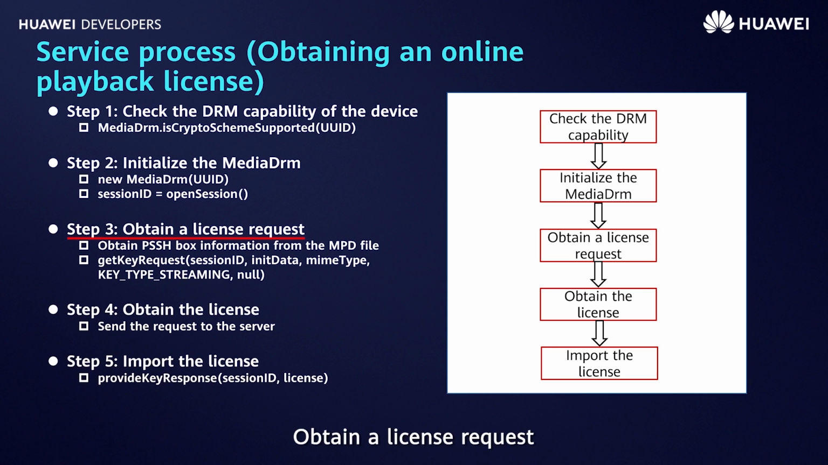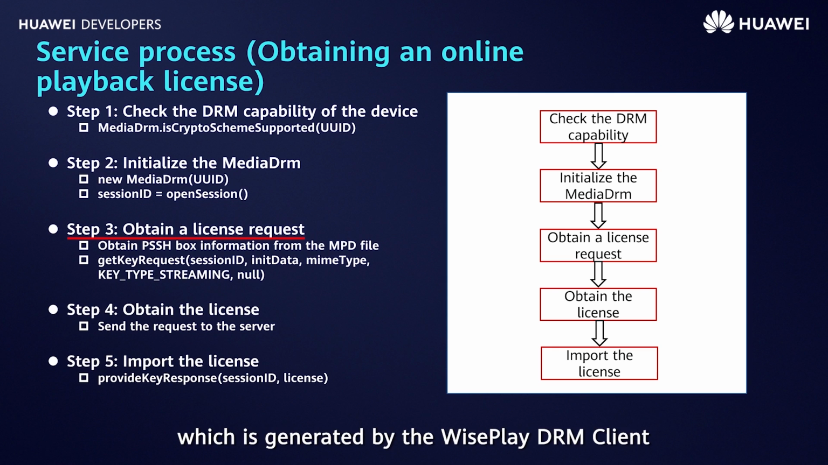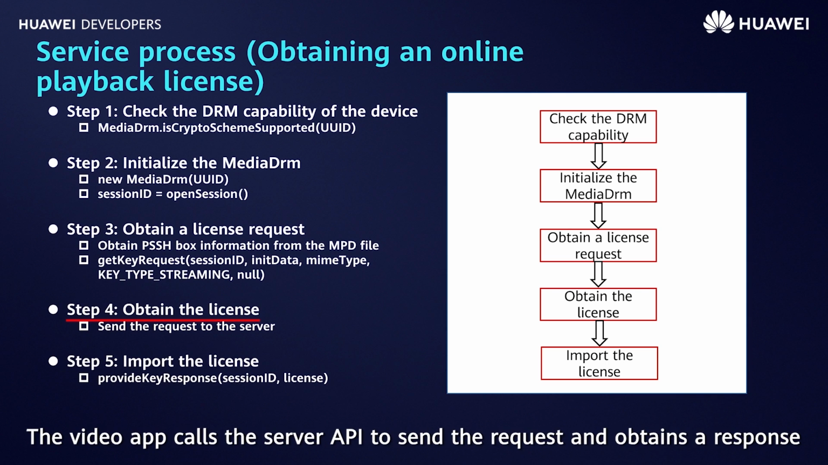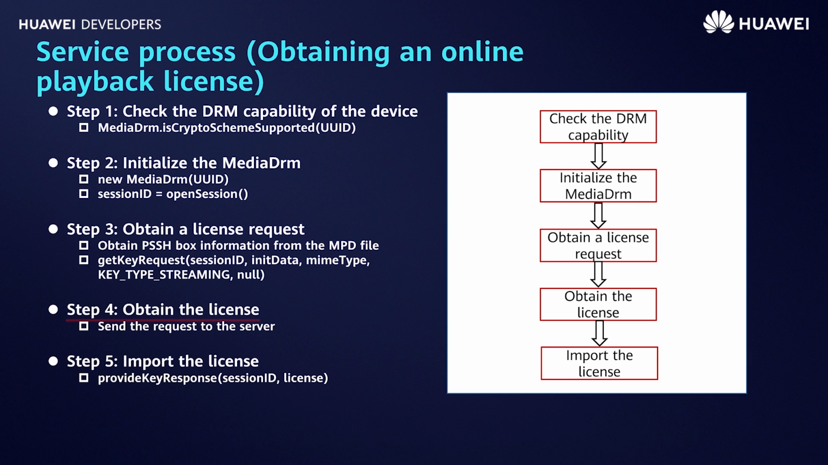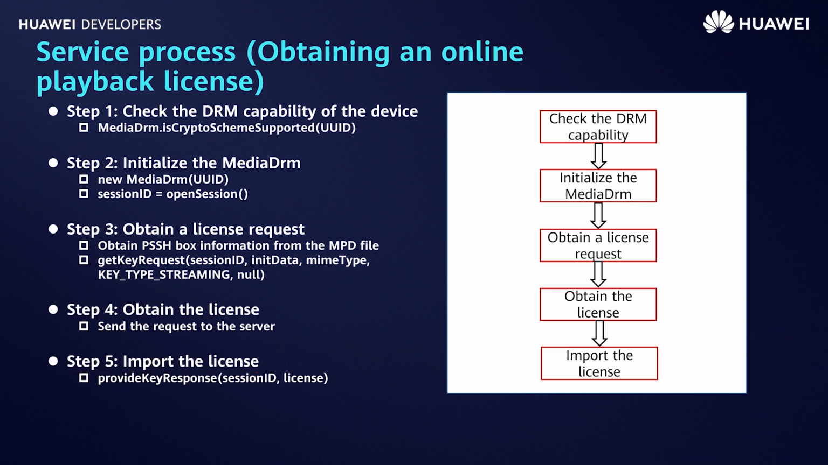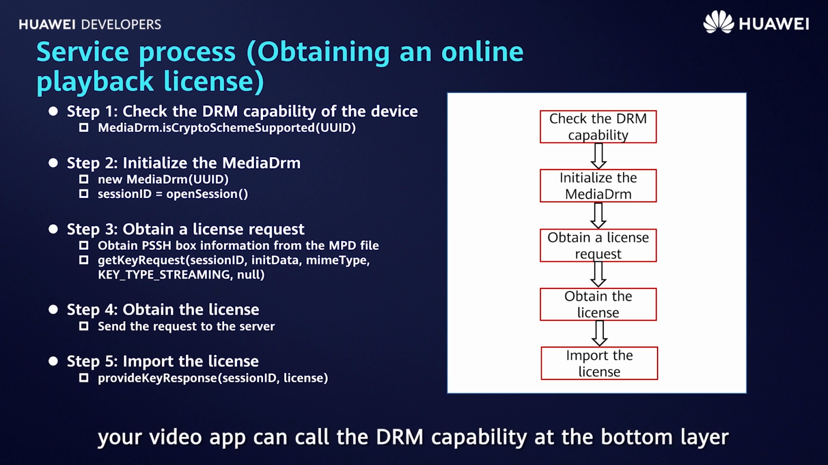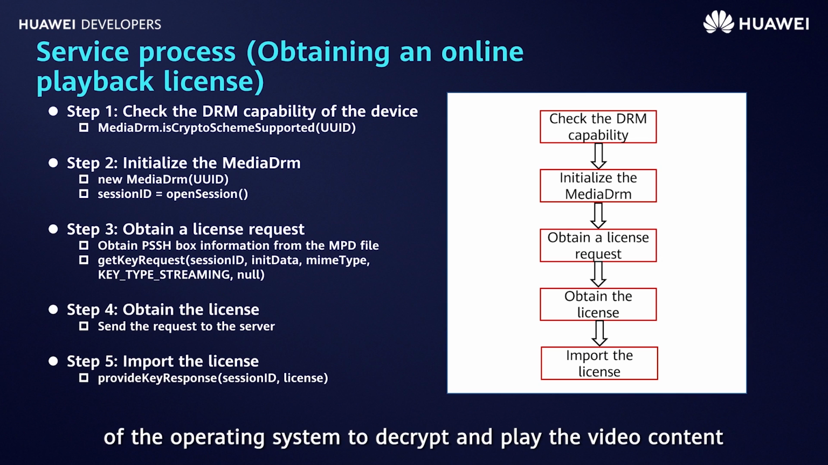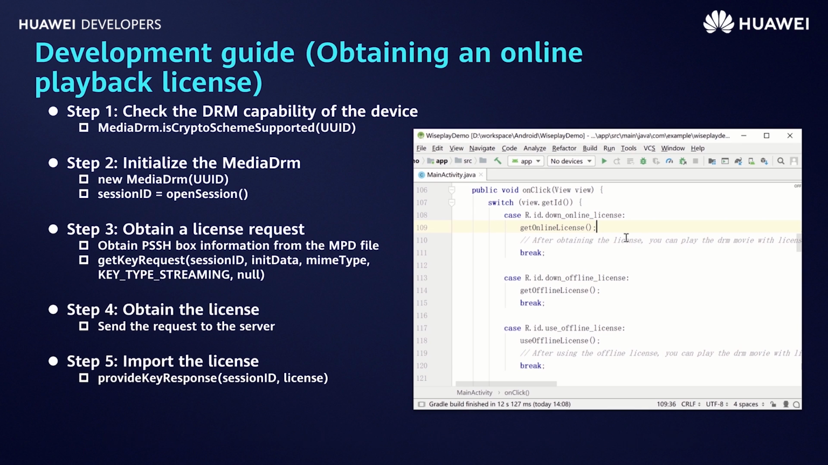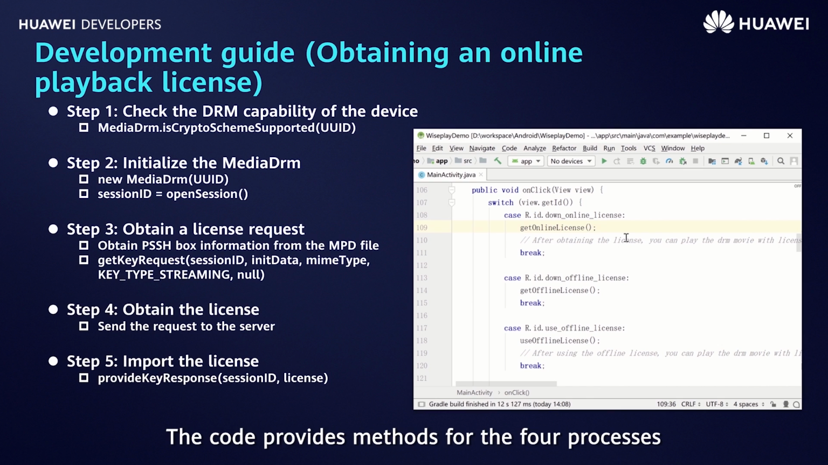Step 3. Obtain the license request, which is generated by the WisePlay DRM client at the bottom layer of the operating system. Step 4. The video app calls the server API to send the request and obtains a response. Step 5. The video app imports the online playback license response returned from the server to the WisePlay DRM client. Now, your video app can call the DRM capability at the bottom layer of the operating system to decrypt and play a video content. Now, let's look at the code for obtaining the online playback license. The code provides methods for the 4 processes.